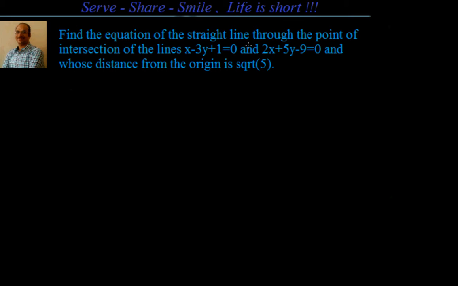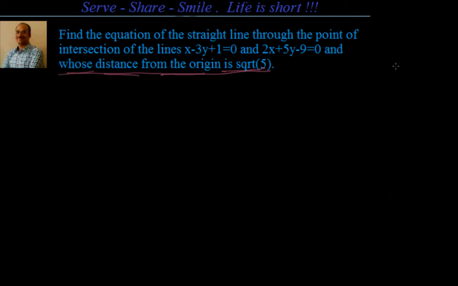Find the equation of the straight line through the point of intersection of the lines x minus 3y plus 1 equal to 0 and 2x plus 5y minus 9 equal to 0 and whose distance from the origin is square root of 5. This is very important. This is the condition that I have to apply. Whose distance from the origin is square root of 5.